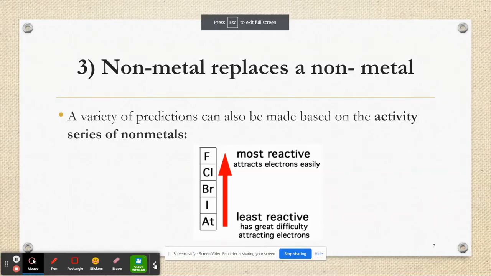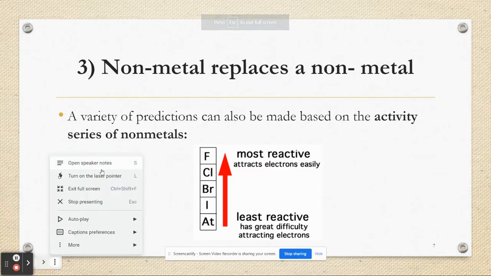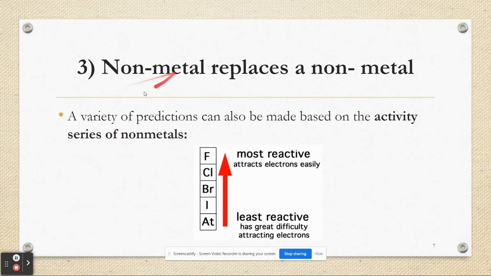In this video, we're going to take a look at the last segment of single displacement reactions, which is when you have a non-metal replacing a non-metal in a compound. So there is a reactivity series for non-metals as well, and it's actually pretty much found on your periodic table.